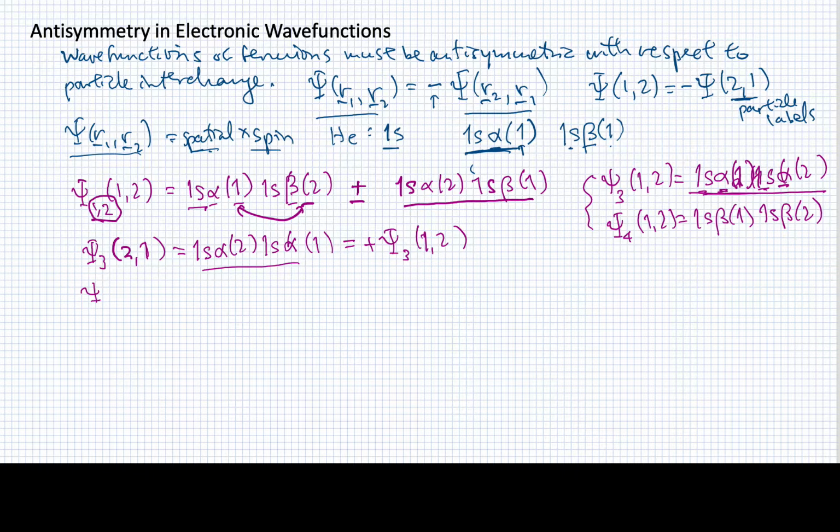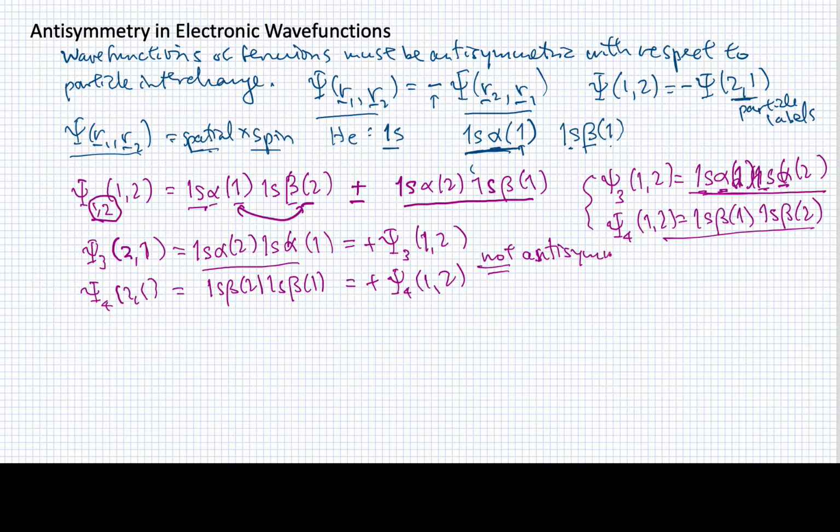Same thing is going to happen when I use the fourth one. If I reverse the order of the electrons, I'm going to have 1s beta 2, 1s beta 1, and that's just going to equal plus the form of the original wave function, this wave function over here. So in other words, these are not, emphasize that, not antisymmetric. So there's something wrong with these orbitals, and they're not obeying what fermions should do.